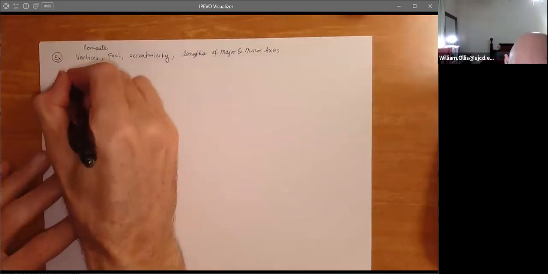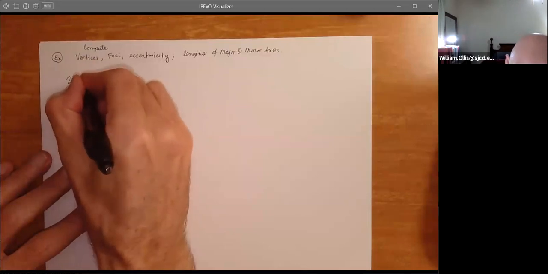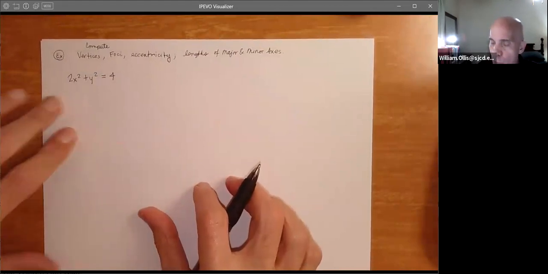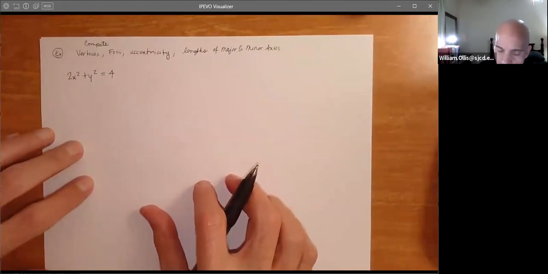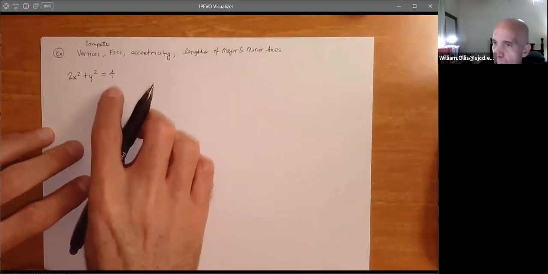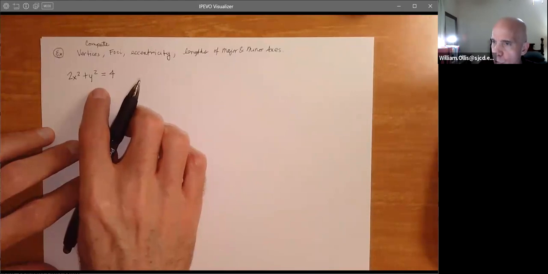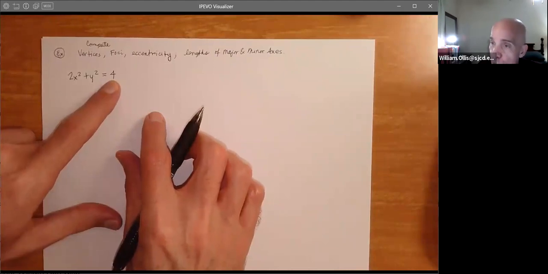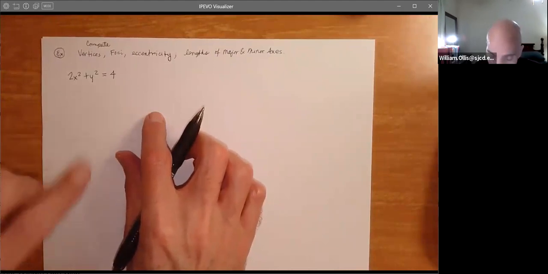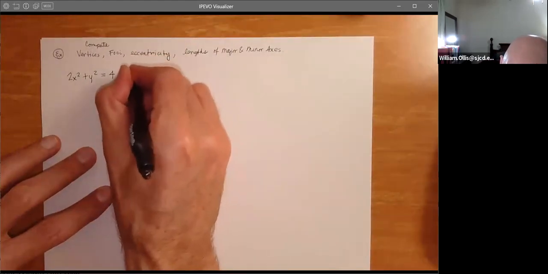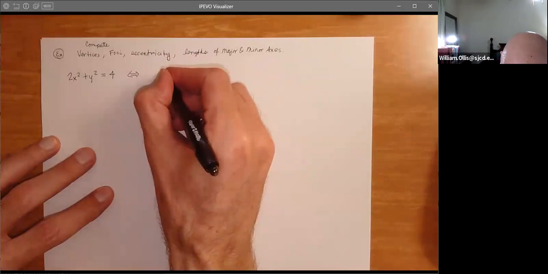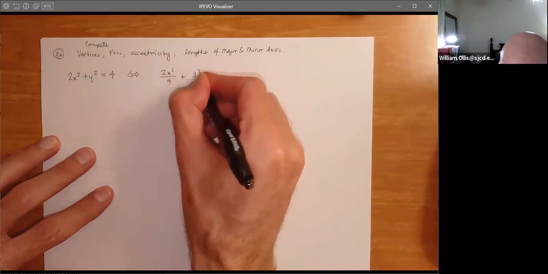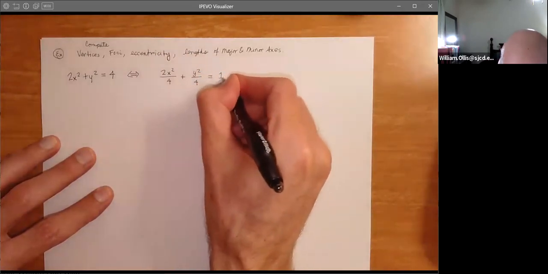So here's an example. 2x squared plus y squared equals 4. We don't look at this and jump to the standard form like we did with the parabola, because the standard form is a little bit harder to get. At this point, all we want to do is get the 1 here, because we know the standard form requires the 1 on the right-hand side. So the first thing is go ahead and divide by 4 or multiply by 1/4, your choice. So 2x squared over 4 plus y squared over 4 equals 4 over 4, or 1.